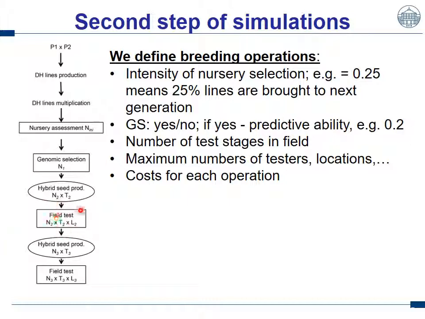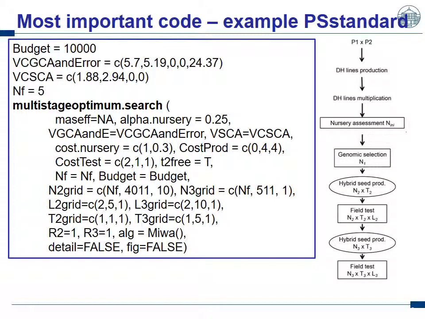Then we have to think about whether we use 2, 1 or 0 field stages, and whether we have maximum numbers of testers and locations, and we have to fix the costs for all the operations. And how this looks like, I want to show you now a bit more in detail. This is at the end all the code you need to run your simulation.